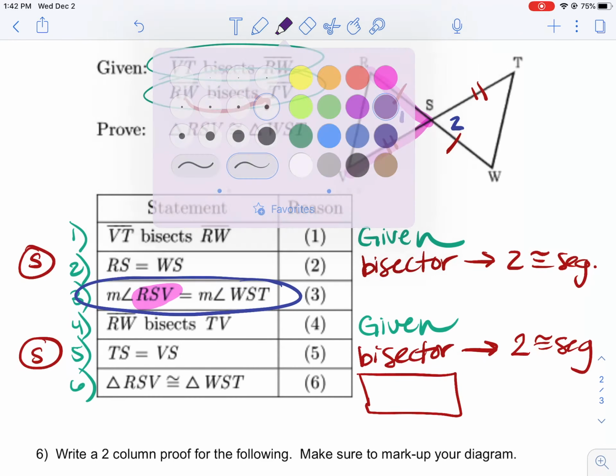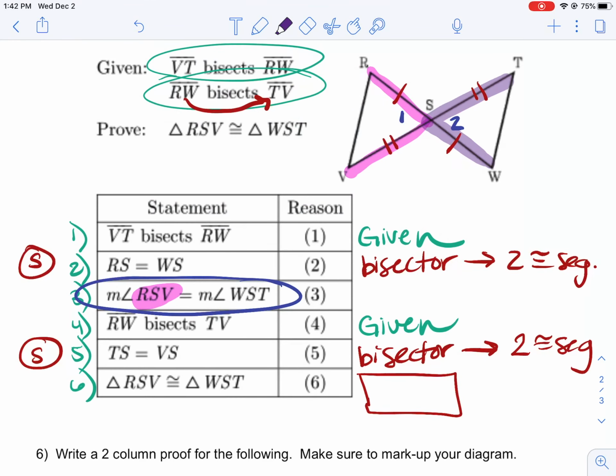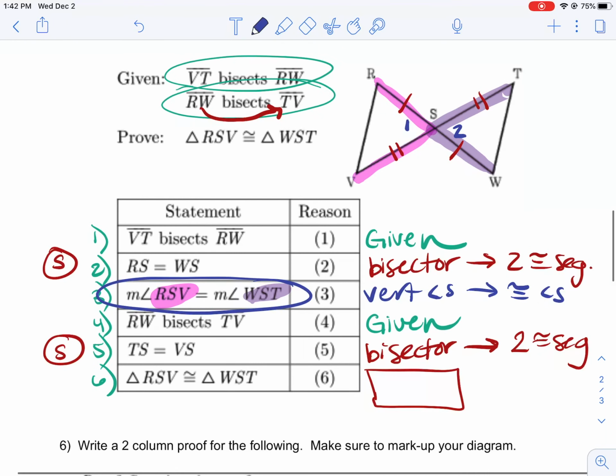And then I just want to make sure. WST. Yep. So those are vertical angles, which give us congruent angles. Okay, now what's the reason for that? Well, now we have another angle, and you can see that this angle in the middle here, right, is going to be side angle side.